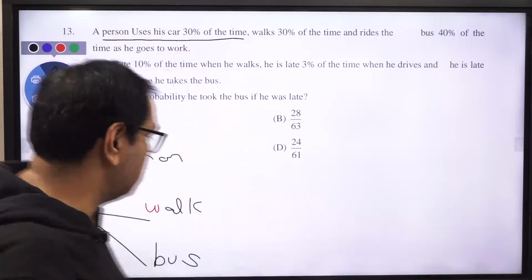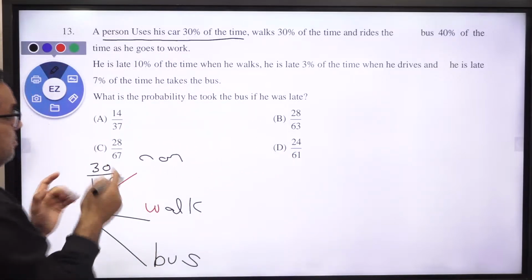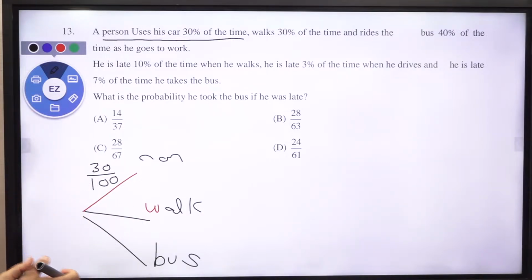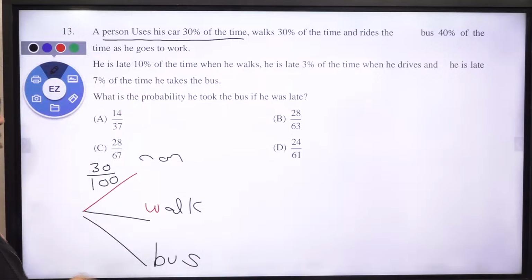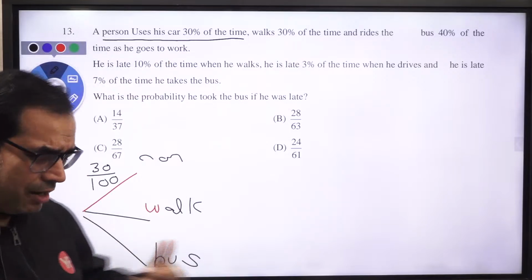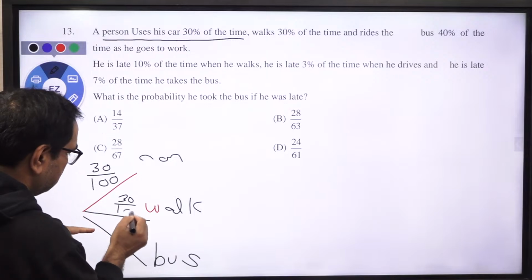car. What is the probability? It will be 30 upon 100. Okay, अगर परसेंटेज में दिया हुआ 30% टाइम वो कार से जाता है, तो किसी रैंडमली सेलेक्टेड डे वो कार से जाएगा, probability will be 30 upon 100. Okay, and then 30% of the time walks. So on a random day he will walk. Okay, what is the probability? It is also 30 upon 100.